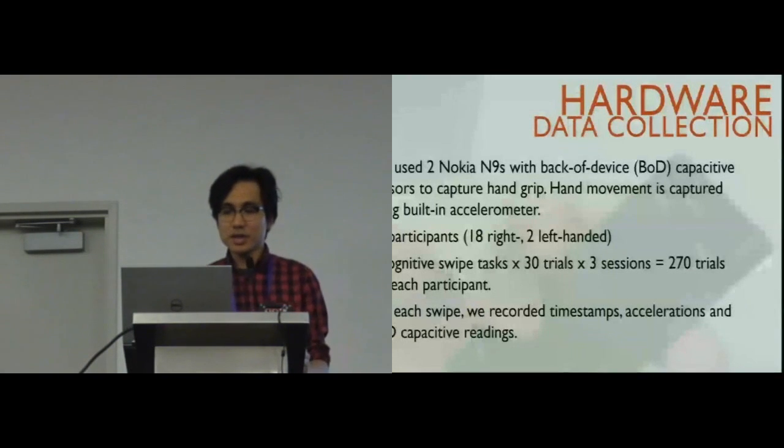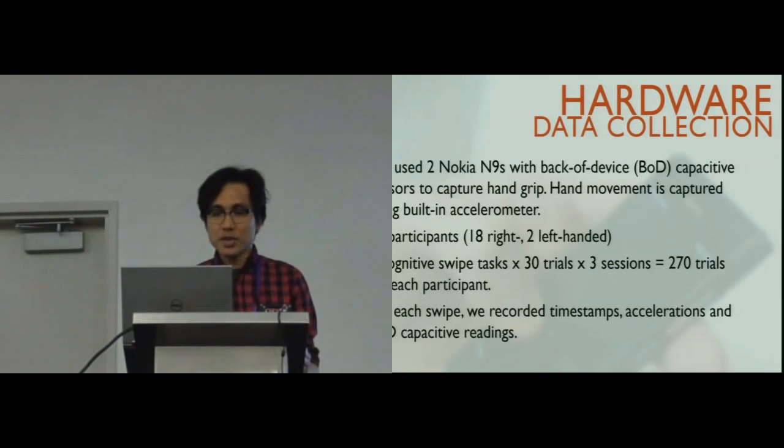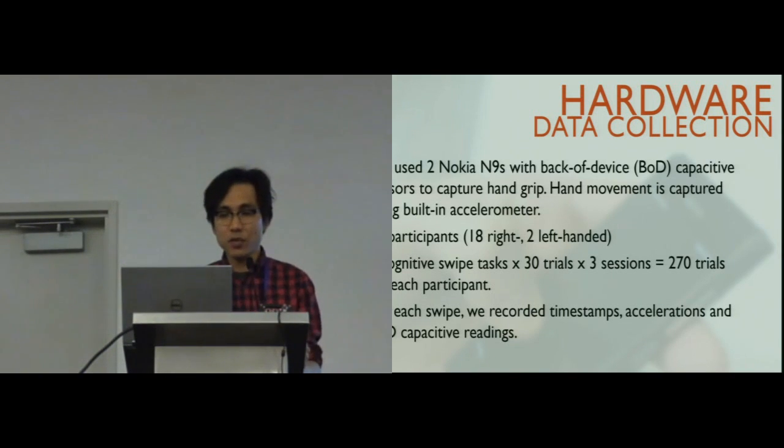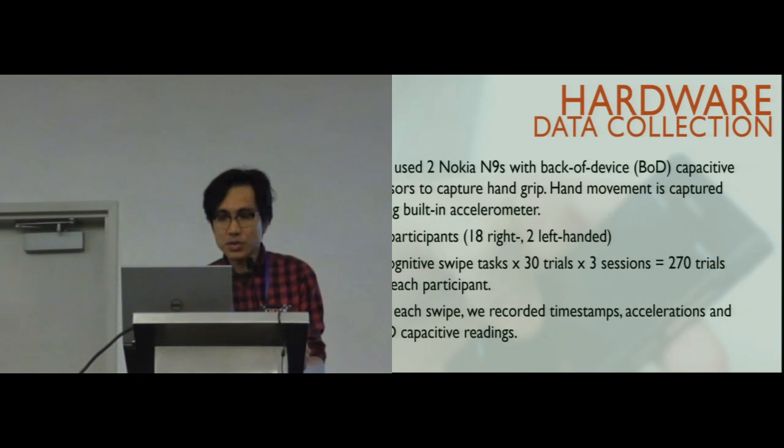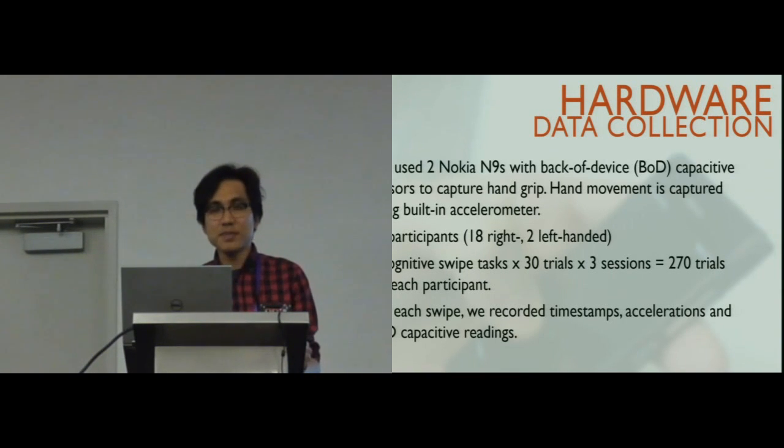Movement was captured using the built-in accelerometer. We recruited 20 participants, of whom 18 are right-handed and 2 are left-handed. We ran the experiment in 3 sessions, and in each session we collected 30 swipe trials. So therefore, we had 220 swipes for each participant. We recorded timestamps, acceleration, and back-of-device capacitive readings from each swipe.